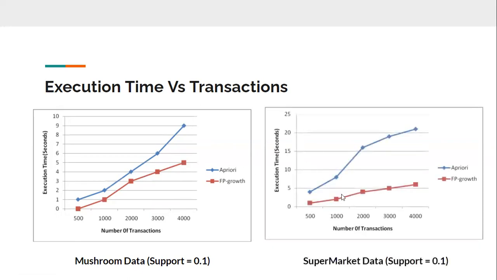But on the supermarket dataset with the same support level of 0.1, when the number of transactions increases, the FP growth execution time is linear. But if you see the same structure for the Apriori algorithm, you can see the graph moving up exponentially. It is growing as the transactions increase.